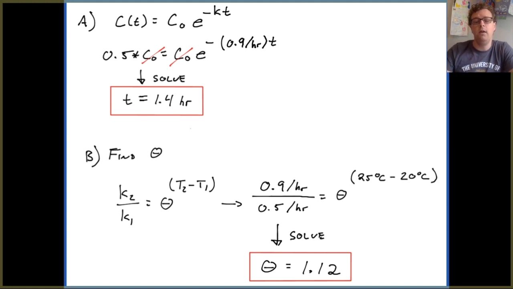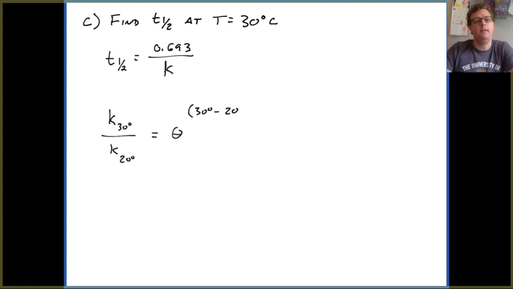So now we know our theta value, and part C then asked us, what is the half-life for this chemical reaction we're interested in, at a temperature of 30 degrees Celsius? So we'll remember that there's two important equations here. One, what is that half-life? And again, that T half is 0.693 over K. Then the second thing we'll need is that Arrhenius equation to correct our rate coefficients and pick the right K for 30 degrees C.